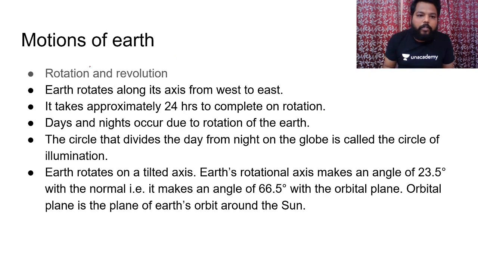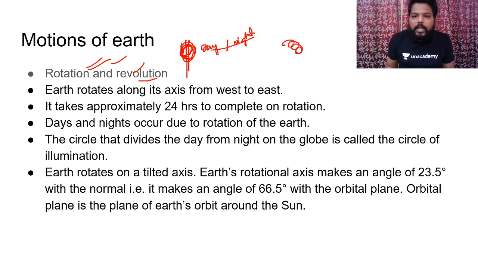Next, we have two motions of the earth: one is rotation, one is revolution. Rotation is rotating around its own axis, which gives us day and night. And revolution is moving around the sun in an elliptical path. Earth takes 24 hours for one rotation and 365 and 1/4th days for one revolution, and this 1/4th day is accumulated every 4 years, and an extra day is added in February.